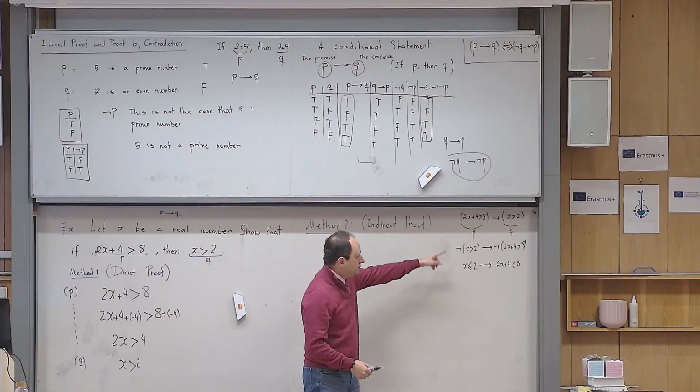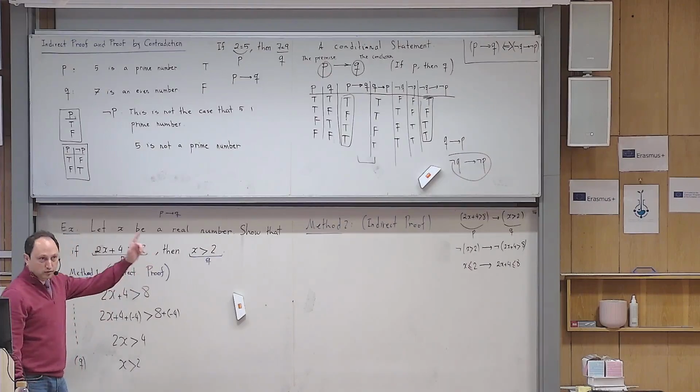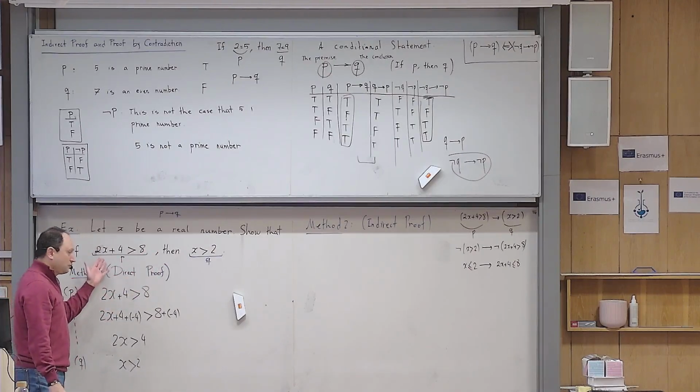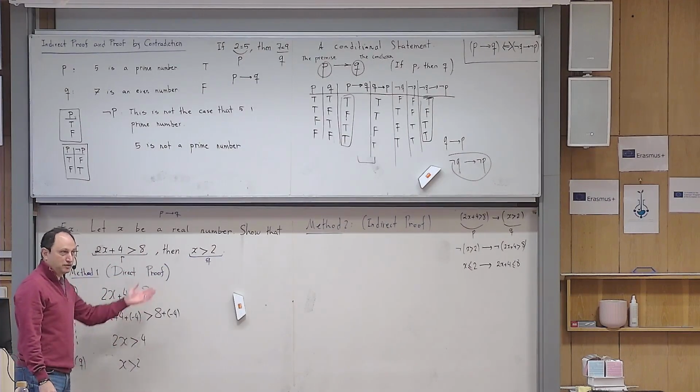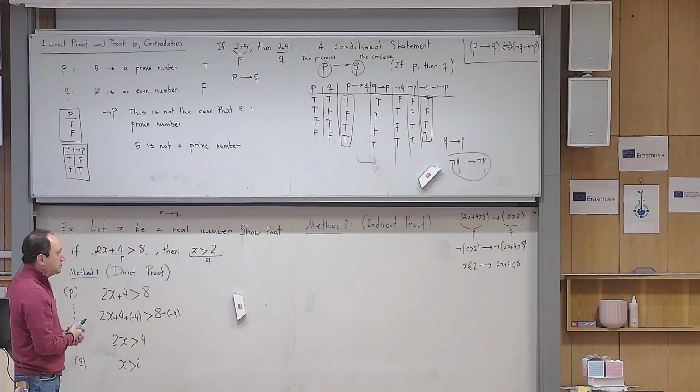If you have questions, please let me know right here. I am not forcing you to use method 2, because in this case, method 1 was very easy. So why should I bother to do that? But this is a good example to see how they are actually done in practice. Do you have any other question here?